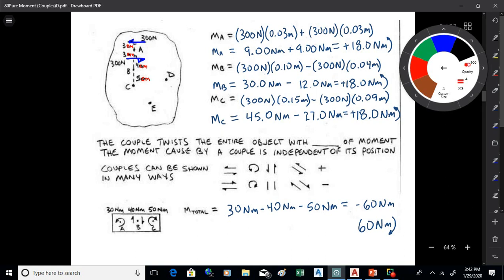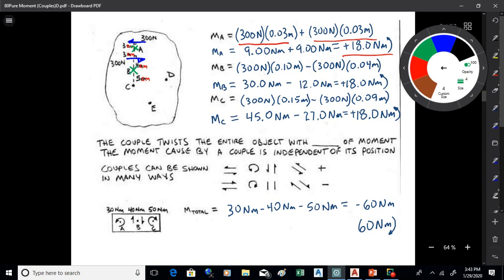So if I want to find the moment about A, I would take the top one, 300 times 0.03 meters, plus the bottom one, 300 times 0.03 meters. Notice they both turn counterclockwise. And add those up, and I'll get 18 Newton meters. Now the interesting thing is, that's the moment about A, and that's kind of the point we think about in between the two forces. But I could take moments about any point on that object.